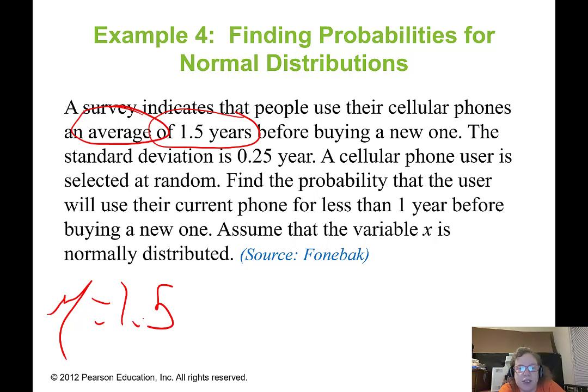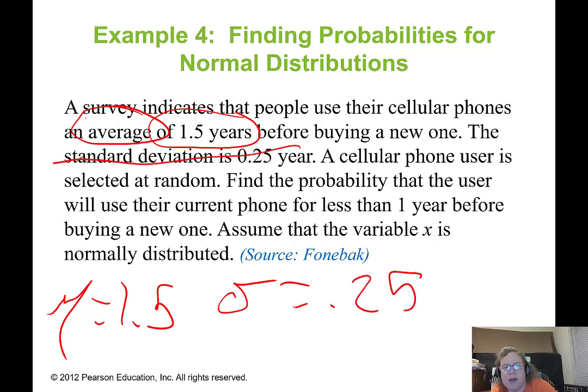The standard deviation, oh, well, look at that. They're just going to tell us our sigma, and sigma equals 0.25, okay? So now I've gotten all that information. I can cross all that out. I don't need to look at it anymore. So now we have some more information. A cellular phone user is selected at random. Call that x. Find the probability that the user will use their current phone for less than 1 year.